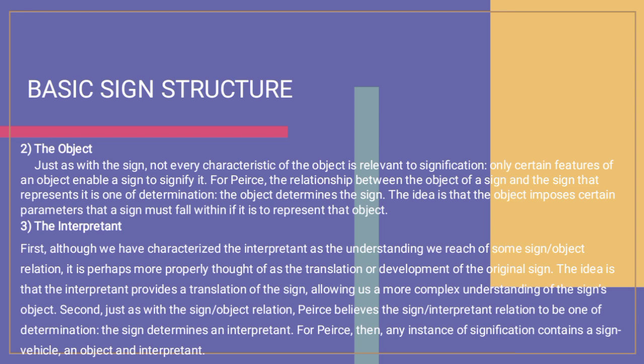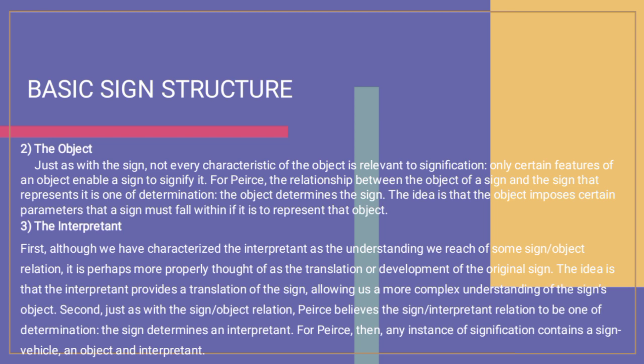Number 3, the interpretant. First, although we have characterized the interpretant as the understanding we reach of some sign-object relation, it is perhaps more properly thought of as the translation or development of the original sign. The idea is that the interpretant provides a translation of the sign, allowing us a more complex understanding of the sign-object. Second, just as with the sign-object relation, Peirce believes the sign-interpretant relation to be one of determination. The sign determines an interpretant.